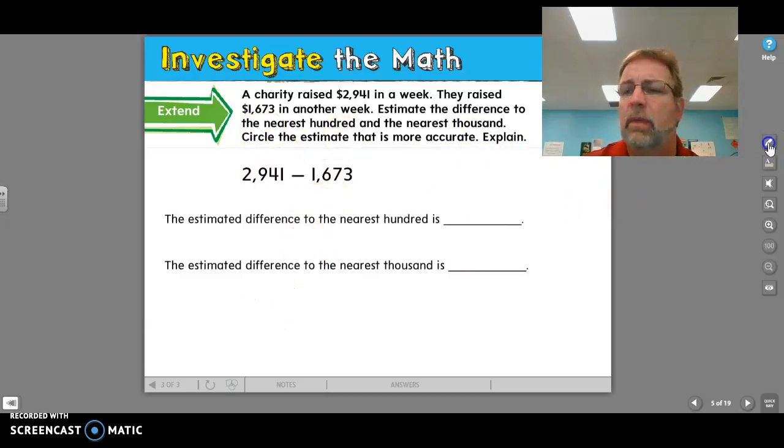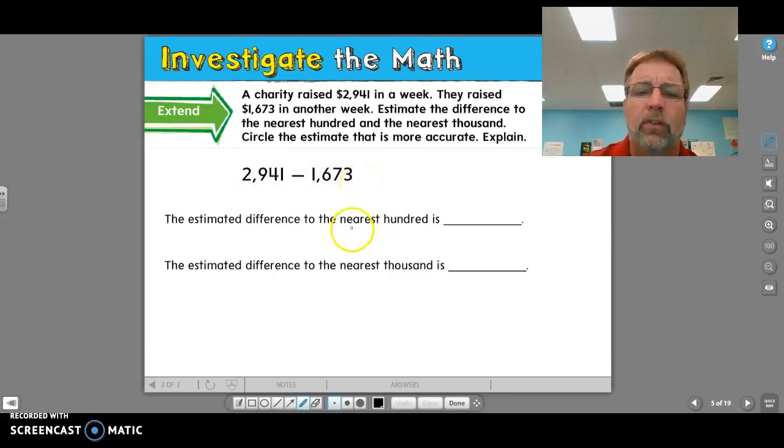So let's make sure you write down right now in your notebook, 2,941 minus 1,673. We're first going to round each of these numbers to the nearest hundred. Okay. So if you would, Ms. Thomas, pause again and give them a couple minutes to round each of these numbers to the nearest hundred.